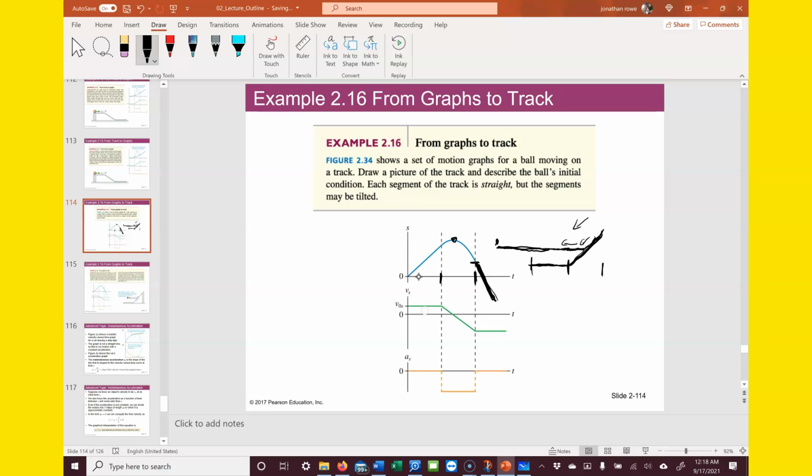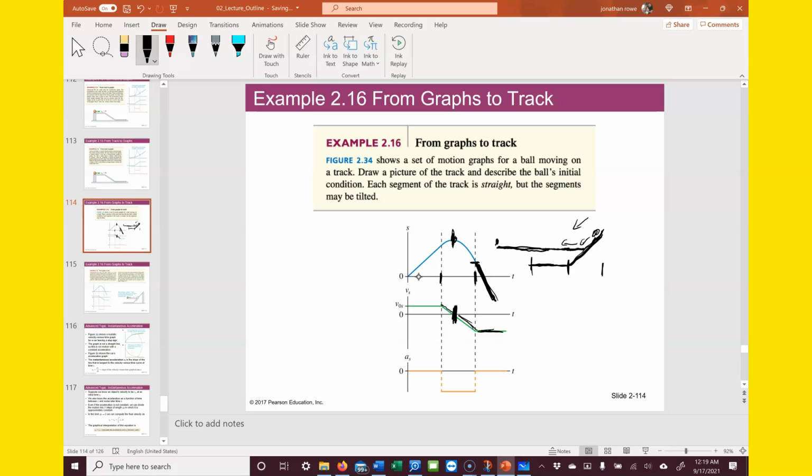Let's see if that fits the velocity. It starts out with a positive velocity, then that positive velocity decreases until this is the point where it would turn around and go back toward its horizontal origin, so somewhere in here. After that, it has a negative velocity, which means it's moving back toward its horizontal origin.